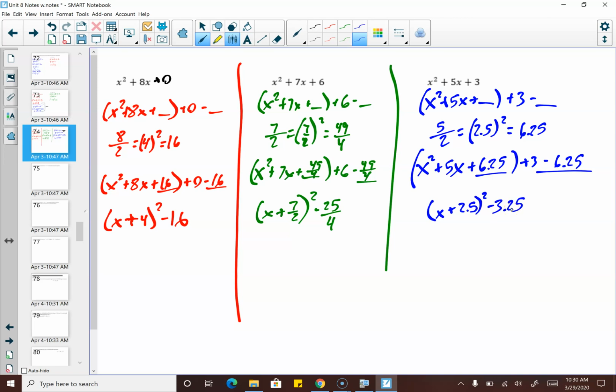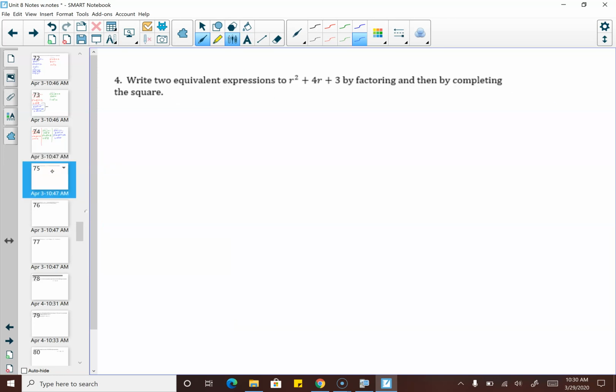So again, you can see evens, odds, positive, negatives. The process is still the same over and over again. We just have to get good at what that process is and how it actually works.